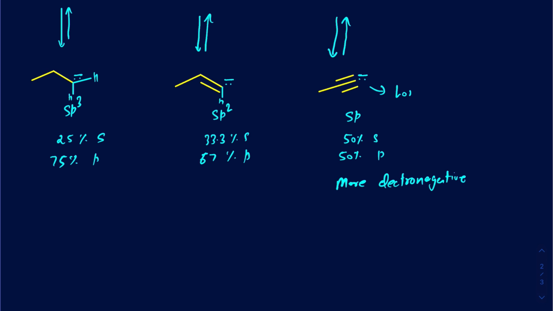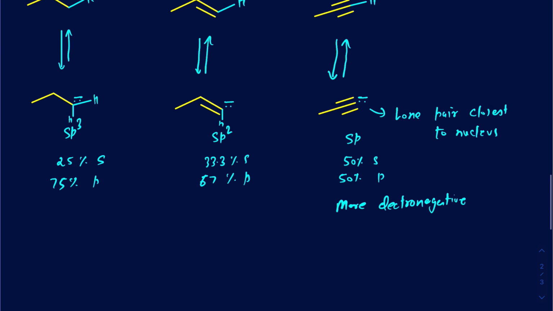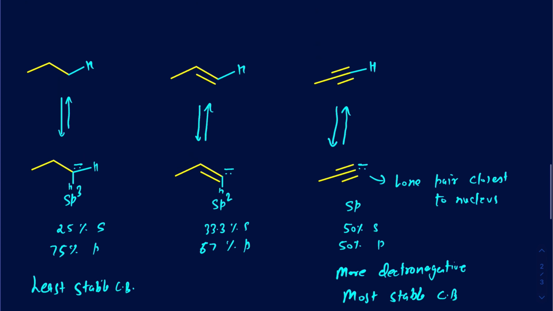Here, the lone pair is actually going to be the closest to the nucleus. And remember, the nucleus has a positive charge, so they're going to be held on by the nucleus the strongest. So as a result, this is going to be the most stable conjugate base, and the one with sp3 hybrid is going to be your least stable conjugate base. So that leaves you with this guy to be the most acidic, and the alkane to be your least acidic.